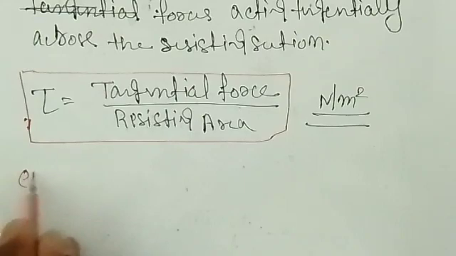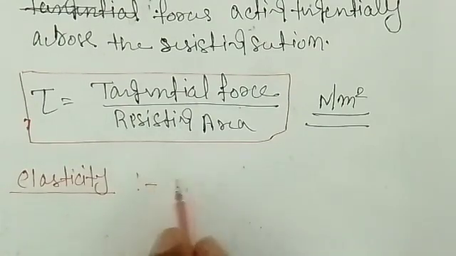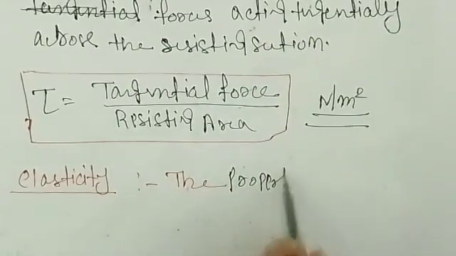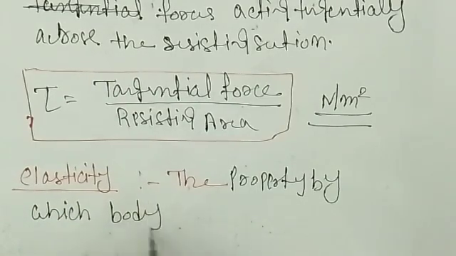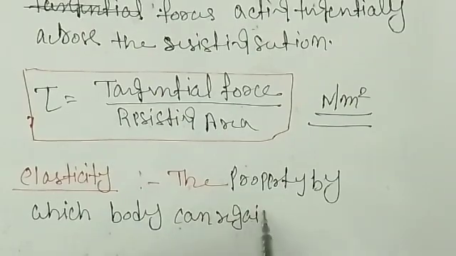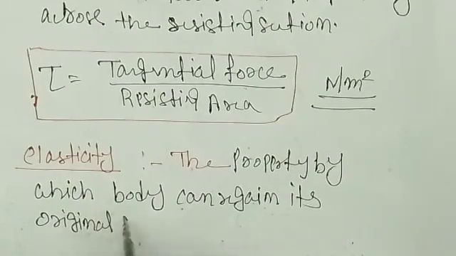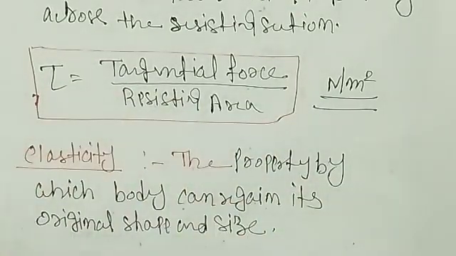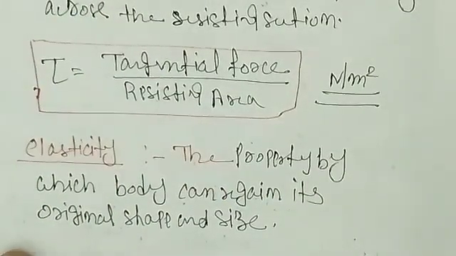So simply you can write elasticity. Elastic in nature, you know, right? The property by which a body can regain its original shape and size is known as elasticity, right? So that rubber band example: you pull the rubber band and then leave it, it comes back to the original shape and size. That property we call the elastic property, right?